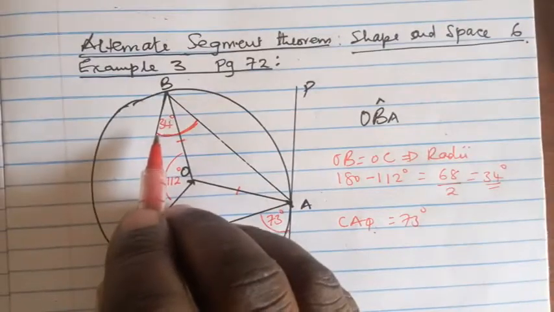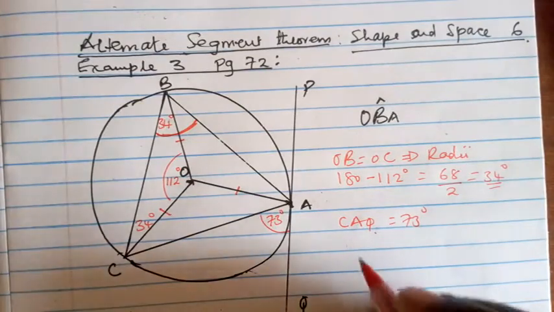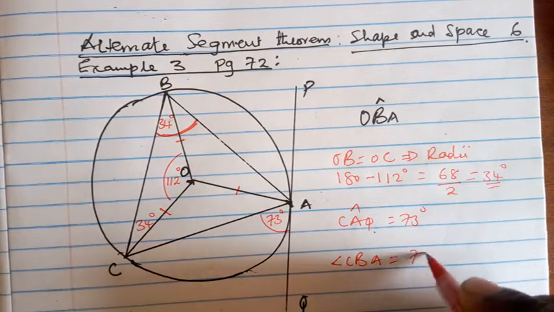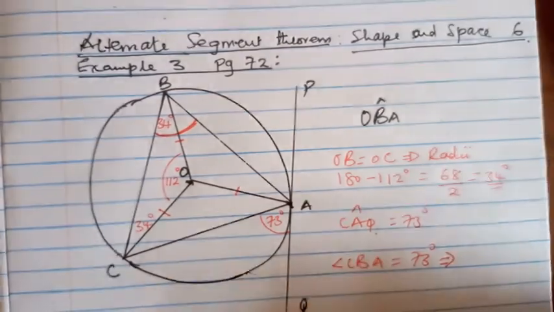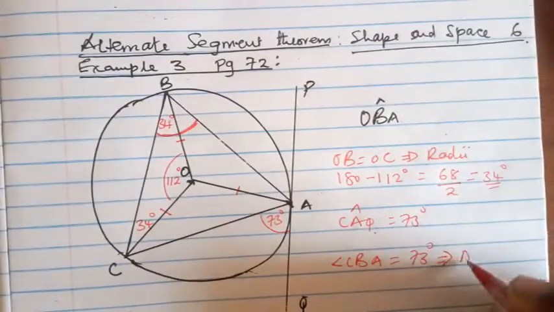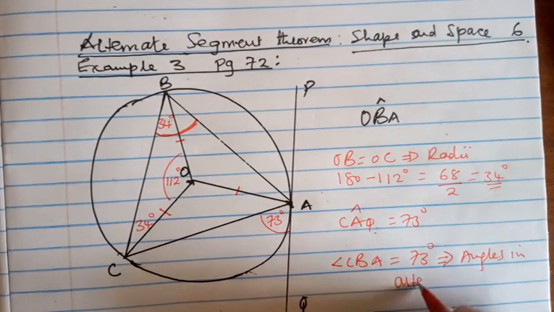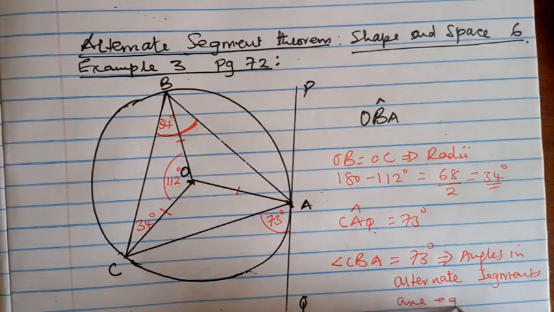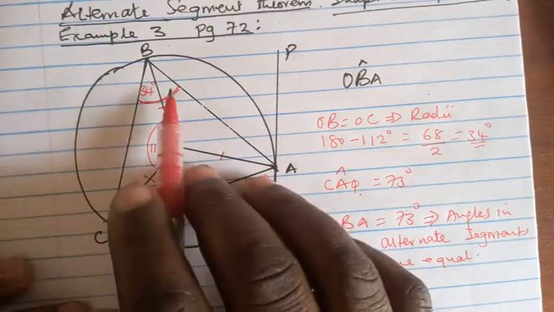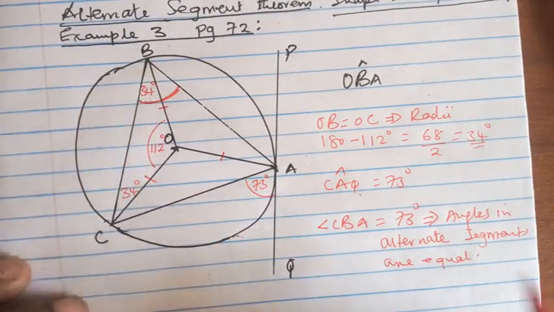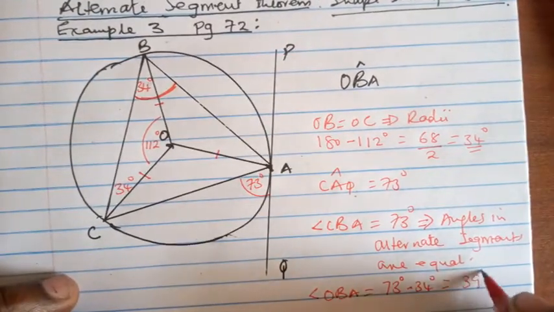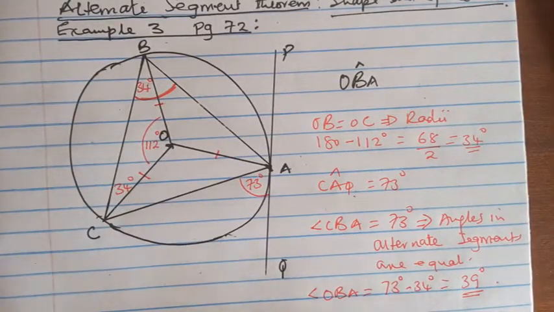And the fact that we have already 34 degrees there, we also note that angle CBA is 73 degrees, and the reason being angles in alternate segments are equal. This is exactly the subtopic. The whole of this angle is 73, and you have 34 in it. So therefore, angle OBA is going to be 73 degrees minus 34 degrees, which is basically 39 degrees. We have found that.